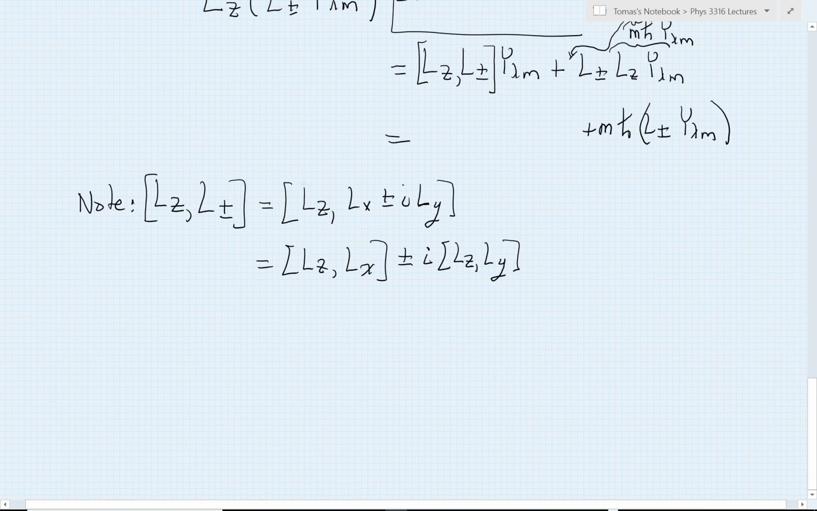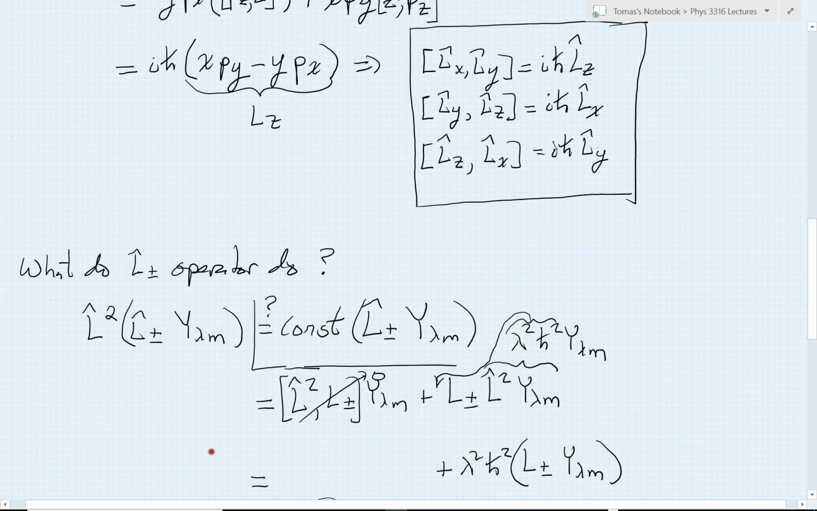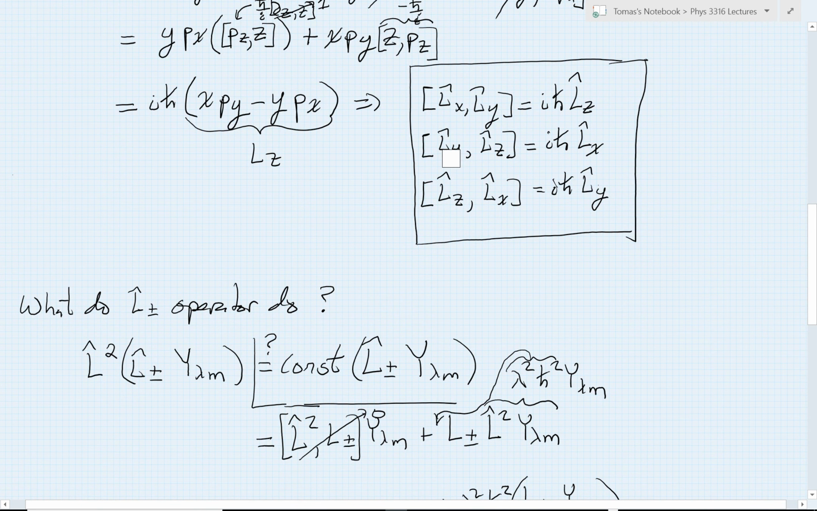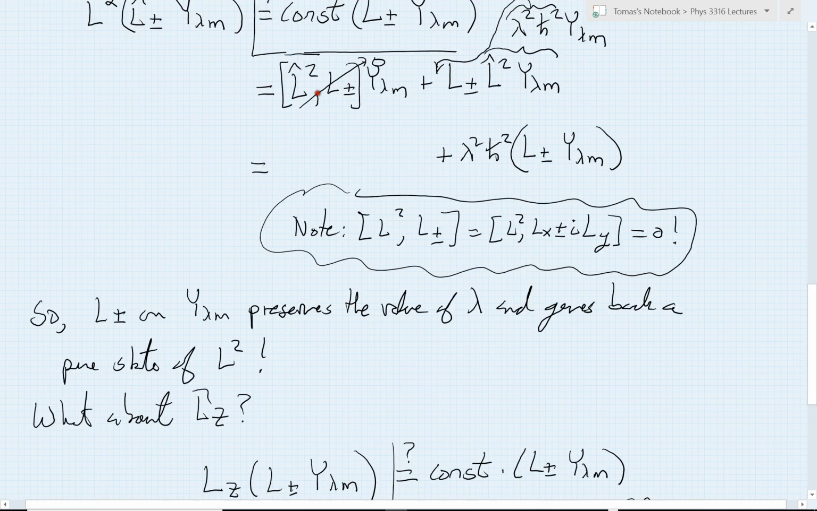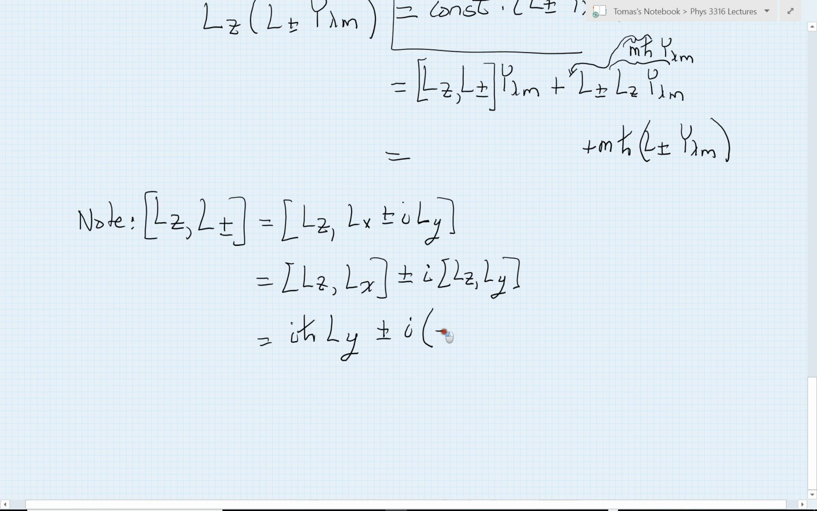So [Lz, Lx] is iħ Ly. And then I have plus or minus i times the commutator of Lz with Ly, which I should find up here. I almost do, but I have this in the backwards order. Right? So [Lz, Ly] will be the opposite of this. It will be minus iħ Lx. So there's an actual minus sign: iħ Lx.